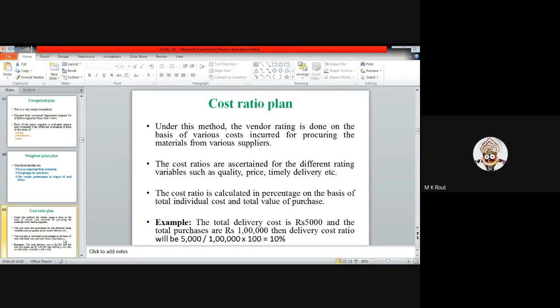For example, the total delivery cost is 5,000. The total purchase is 1 lakh. And then the delivery cost ratio will be 5,000 divided by 1 lakh into 100. That is 5%. That is the cost ratio.